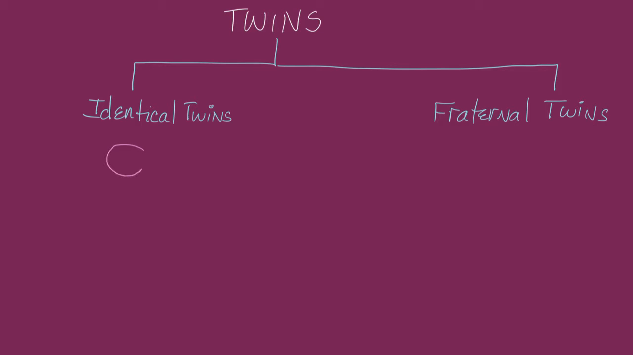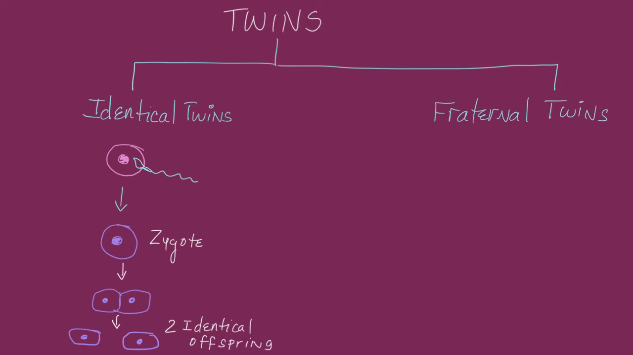With identical twins, you start with a single egg and a single sperm. Once fertilization is complete, a zygote is formed. This diploid zygote then goes on to divide. After the first cleavage division, the cells, instead of remaining together, they separate. And each separated cell then becomes its own embryo, which is how we get two identical offspring.